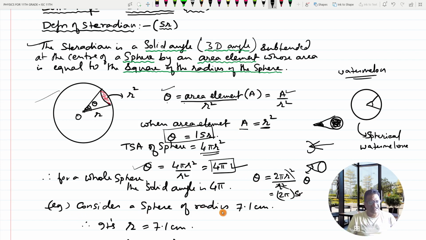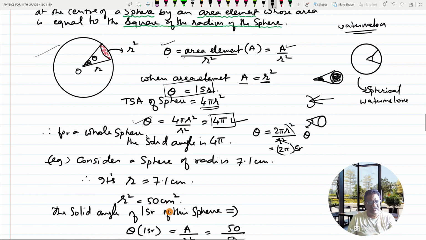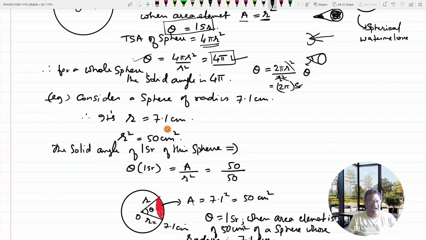Now consider a sphere of radius 7.1 centimeter. Suppose it's a watermelon whose radius is 7.1 centimeter. Now what can be done is you can find out this r square. So r square will be equal to 50 centimeter square. 7.1 into 7.1 is 50 centimeter square. Now the solid angle of one steradian of this particular sphere. Which sphere? The sphere whose radius is 7.1. Okay, how will you get it?